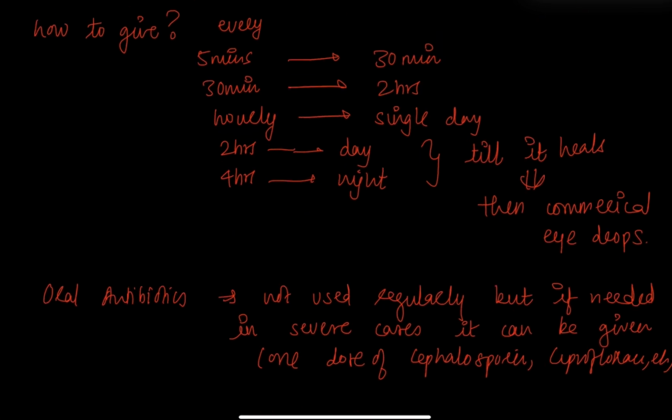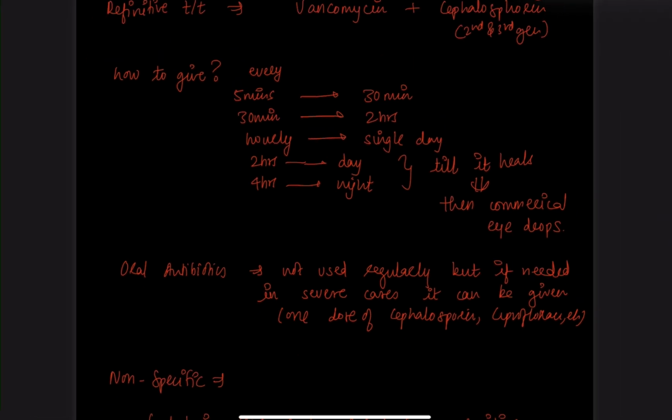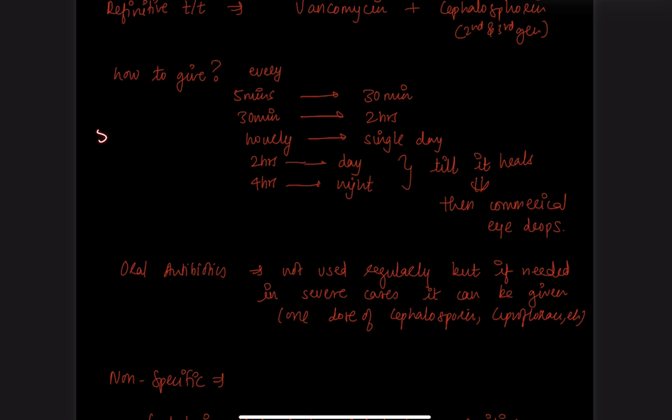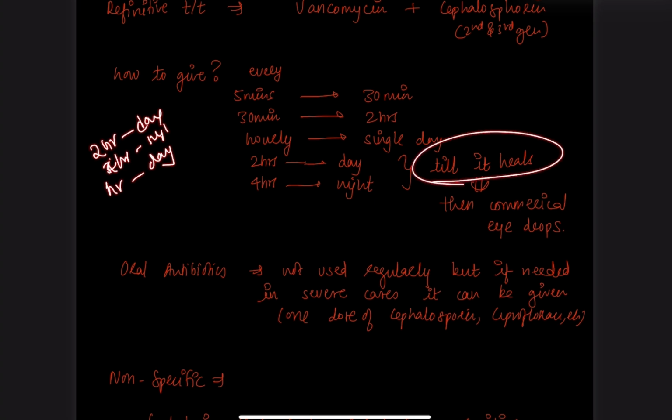Every 30 minutes for 2 hours. Hourly for a single day. So 5 for 30, 30 for 2, hourly for a single day, then 2 hourly in the day and 4 hourly for night, till it heals. Then you can use commercial eye drops. Again, 5 minutes for 30 minutes, then 30 minutes for 2 hours, then hourly for a day, then 2 hourly for a day and 4 hourly for night time, until it heals.